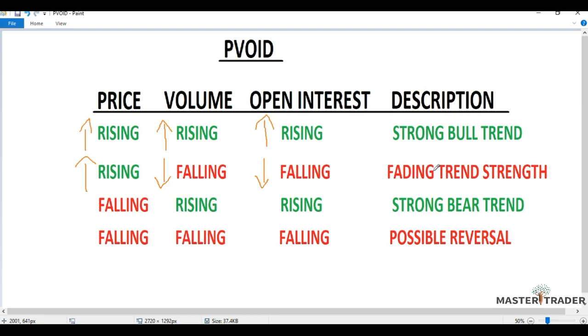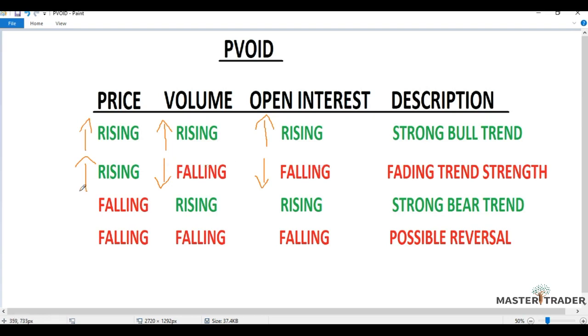We'll see some examples of this. So when we get this case, we can assume two things. One, either profit booking is happening, or two, the trend might begin to reverse from there. Now let's look at the third example.